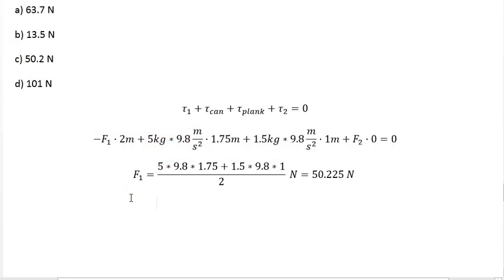Now, this was a pretty simple torque problem, and it was simple because you only needed the torque equation. With the torque equation, we were able to eliminate all the unknowns except for the one we were after, and we got to F1.